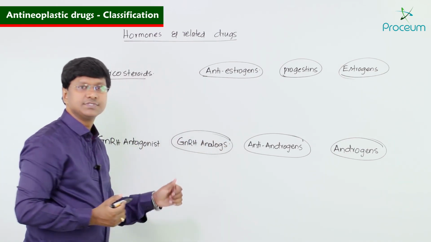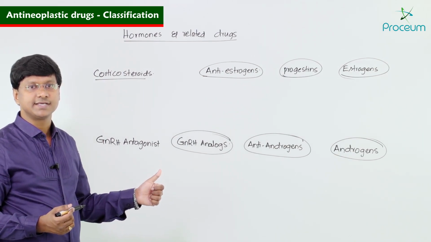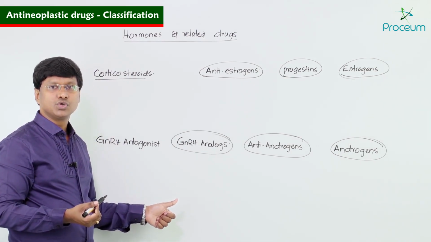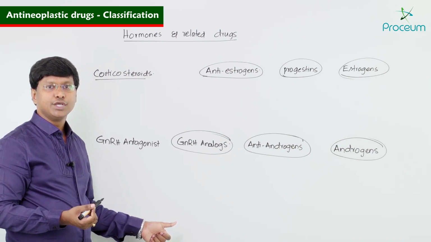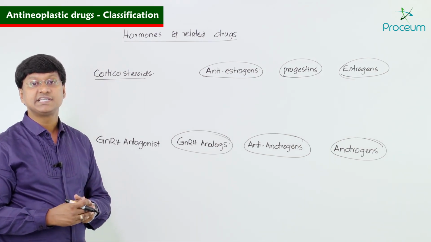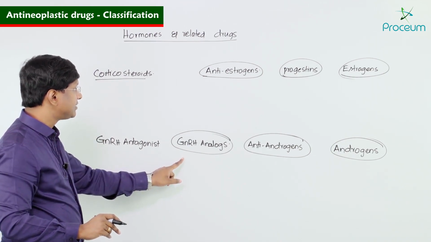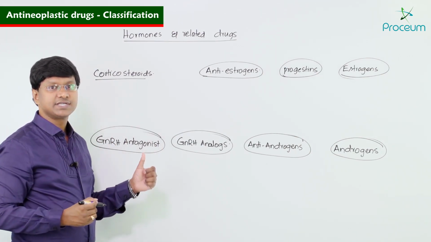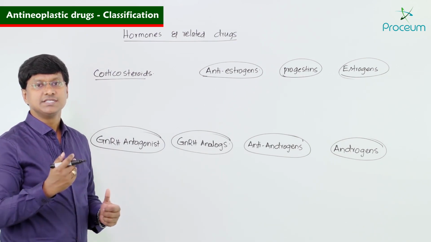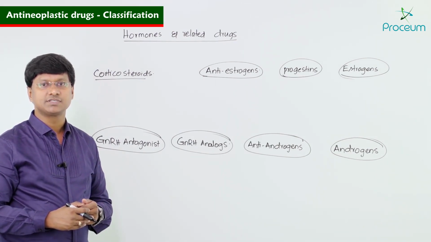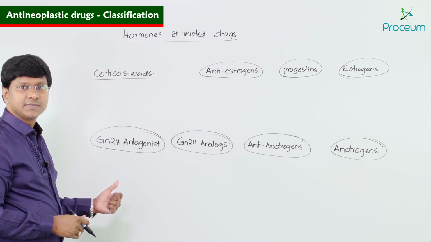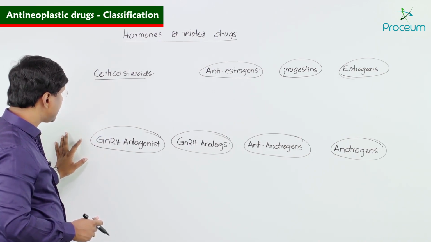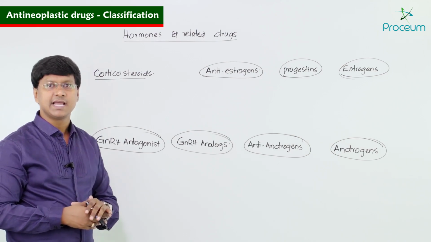Next, you take the GnRH analogs. GnRH analogs which are acting as antineoplastic drugs include leuprolide, goserelin, nafarelin, buserelin, and histrelin. They are your GnRH analogs which are acting as antineoplastic agents. Next, you take the GnRH antagonists. GnRH antagonists which are acting as antineoplastic drugs include cetrorelix, ganirelix, and abarelix. So these are your GnRH antagonists which are the hormones acting as the antineoplastic drugs.